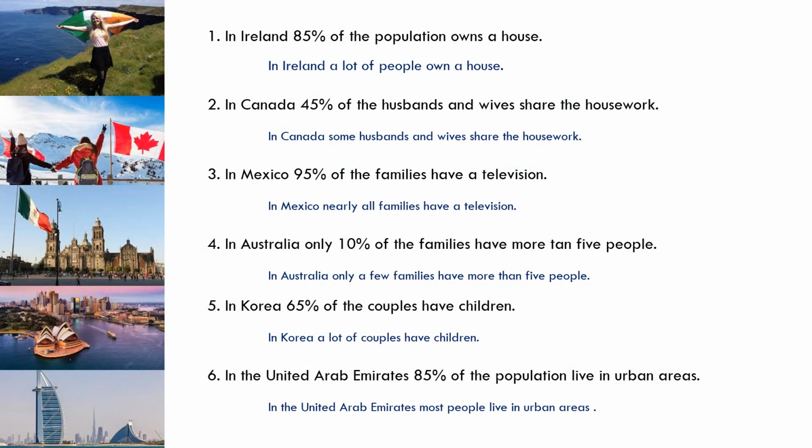The answers are: 1. In Ireland, a lot of people own a house. 2. In Canada, some husbands and wives share the housework. 3. In Mexico, nearly all families have a television. 4. In Australia, only a few families have more than 5 people. 5. In Korea, a lot of couples have children. And 6. In the United Arab Emirates, most people live in urban areas.